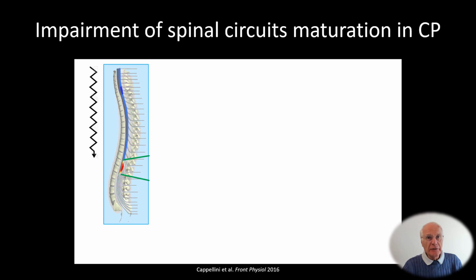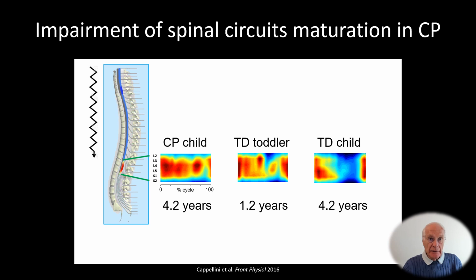The impairment of descending signals on the spinal cord during a critical window of motor development affects the maturation of the spinal circuits of locomotion. As a result, we observe that the spatiotemporal maps of activation of lumbosacral motor neurons in children with cerebral palsy resemble those of much younger, typically developing infants, rather than those of children of the same age.